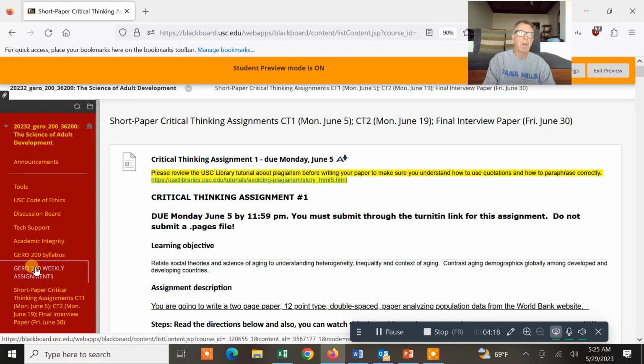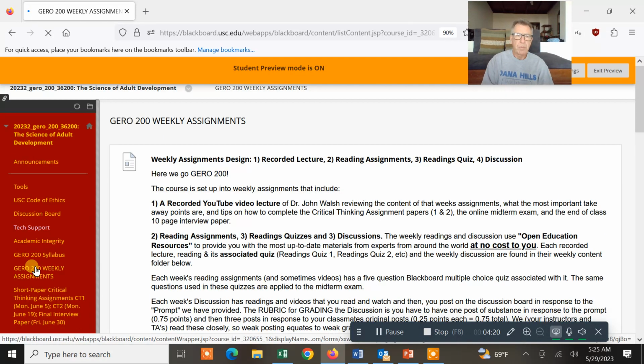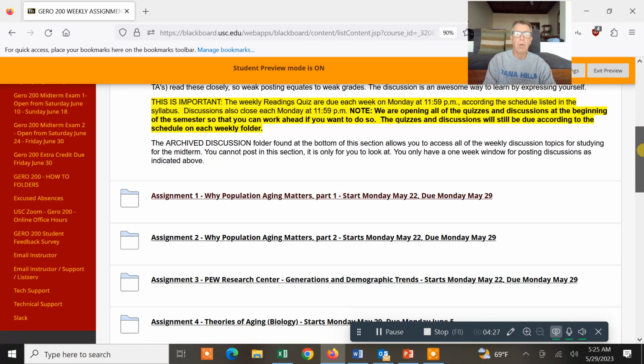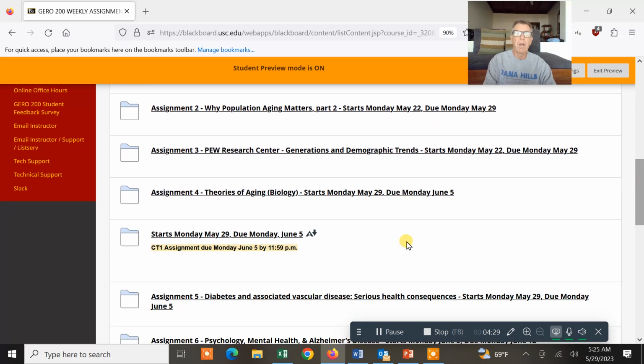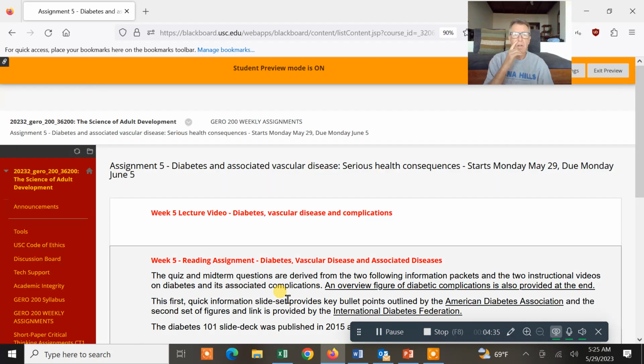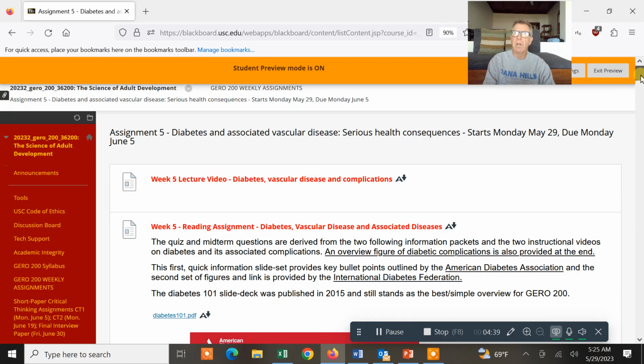Let's go straight into week 2. We're going to go into assignment 5. We're going to scroll down here. This is just a reminder to get that stuff done by June 5th. This is assignment 5. We're going to click this, and this is a big one. This is basically an epidemic in our country, and it's diabetes. An epidemic in all developed countries, as we'll see. We'll look at some of the data.